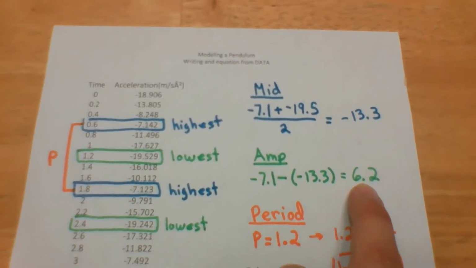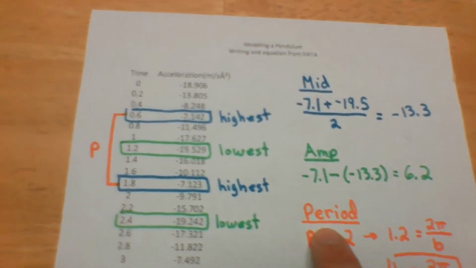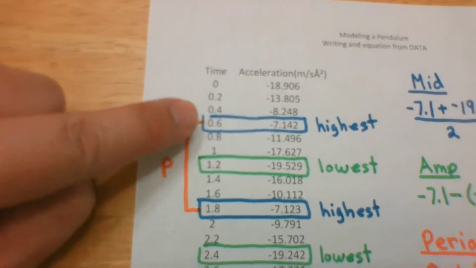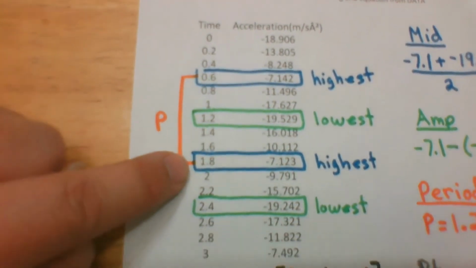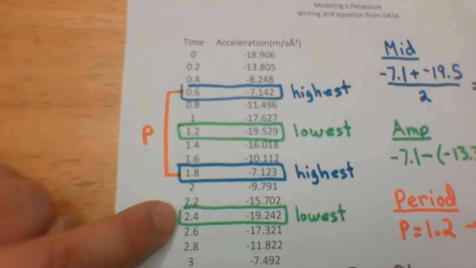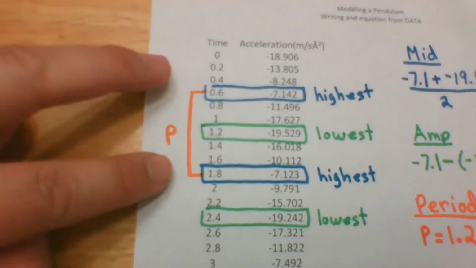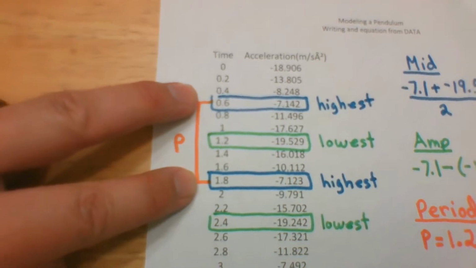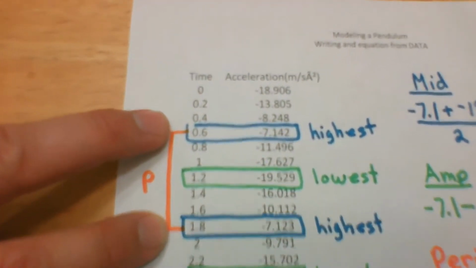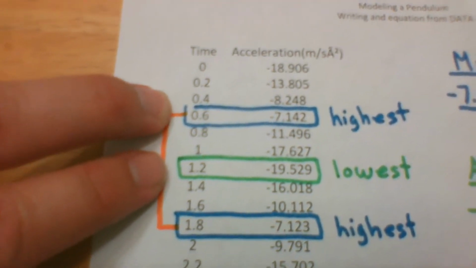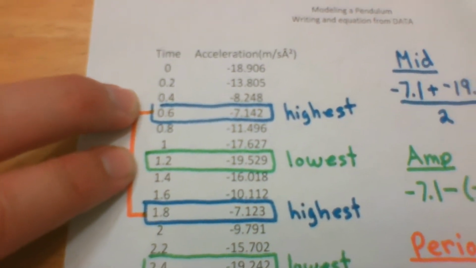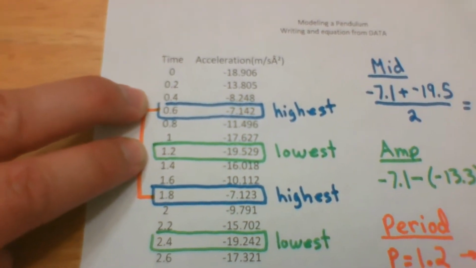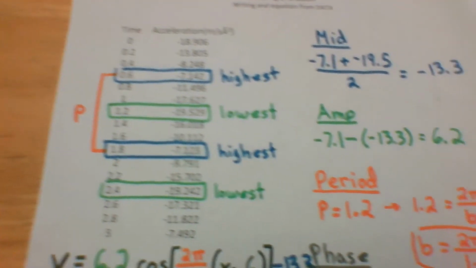If we're going to write this equation, we next need the period. So a couple ways you can do that. If you have enough data, you can measure between the highest to the highest, or lowest to lowest. All right, because I had enough data, I just did that. So the distance from 0.6 to 1.8, you subtract those, and you get 1.2. If you didn't have enough data, you could just do the highest and the lowest. So 1.2 minus 0.6 is only 0.6, and then double it, which would give you 1.2 again.